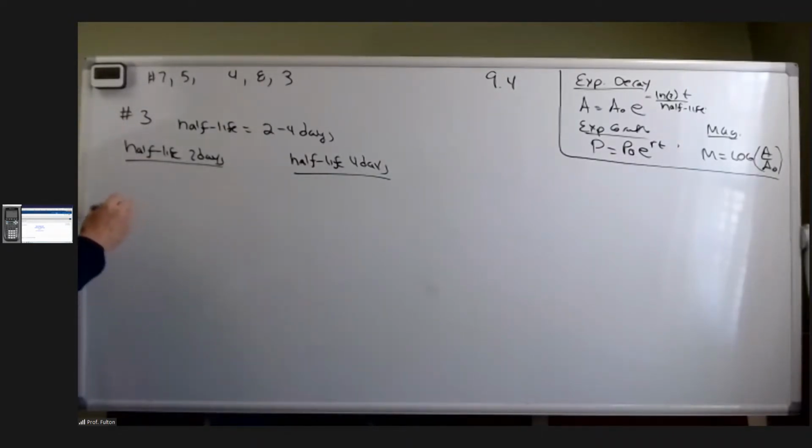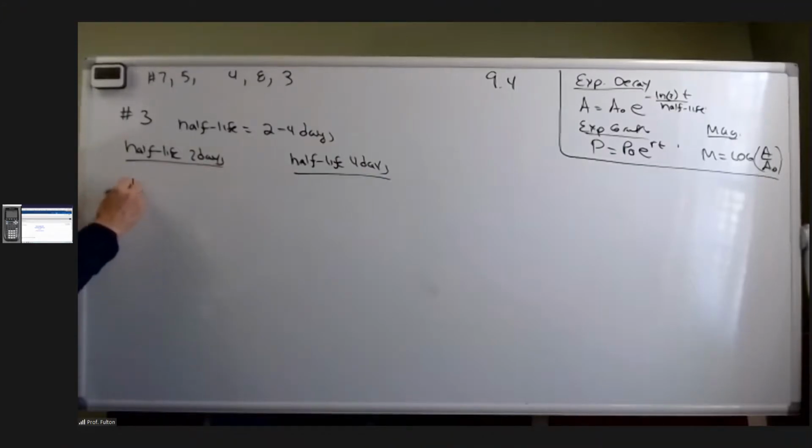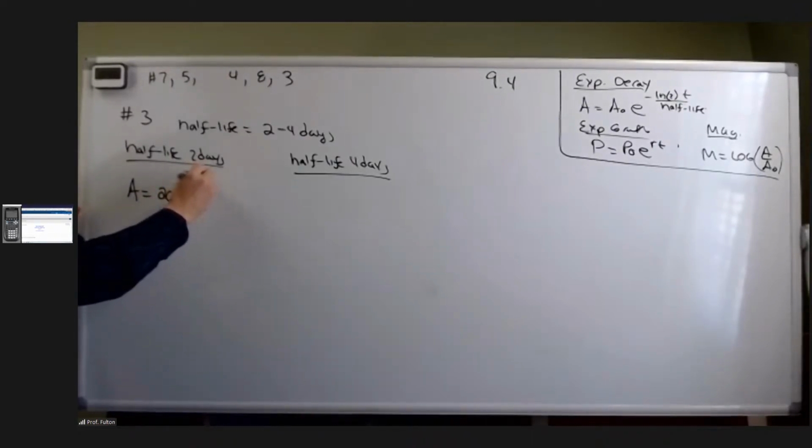Now, in both cases, they start out at 20 milligrams, but we have a difference. We have A is equal to 20 milligrams times e to the minus natural log of 2 times t.